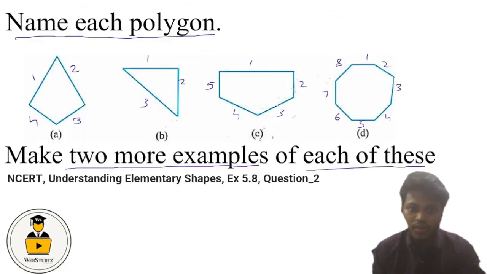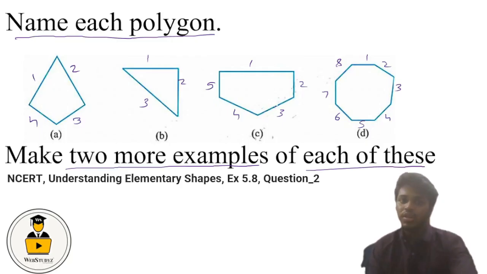So in this question, we have seen different types of polygon and identified the figure based on the number of sides. I hope you have understood it well, and thank you.